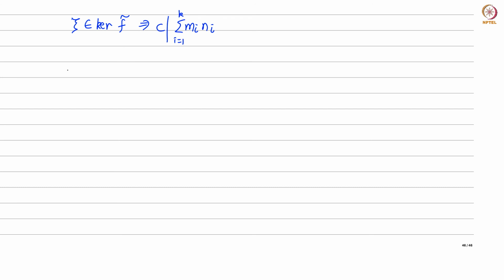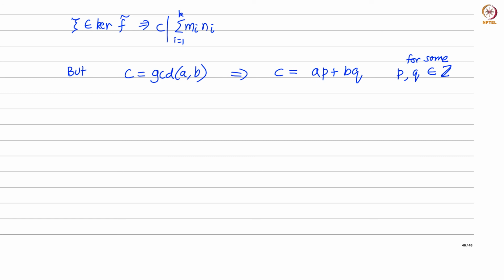Okay, but observe, what is C? C was the GCD of A and B, which implies that if you recall what this means, you can write C as some linear combination like this, for some elements P and Q in Z, right? The GCD of two numbers is always expressible as a combination of these. Good. So what does this mean? This summation mi ni is of the form C into some number D. It's some multiple of C.